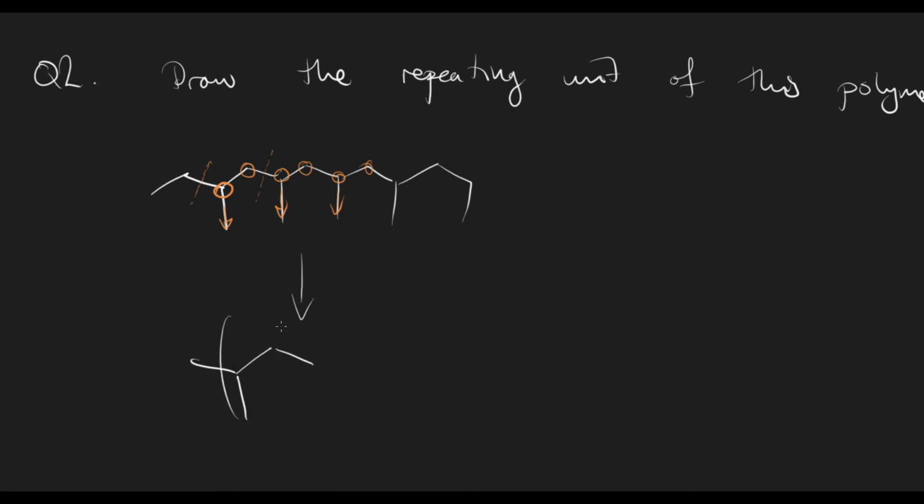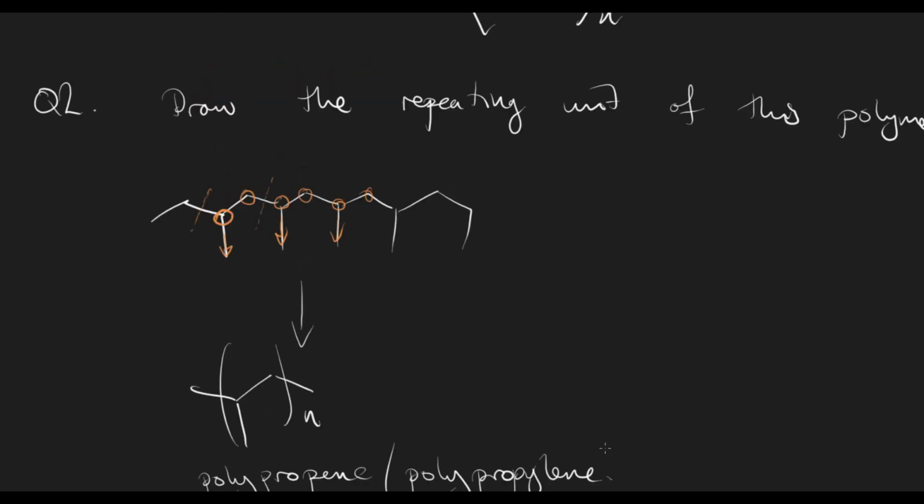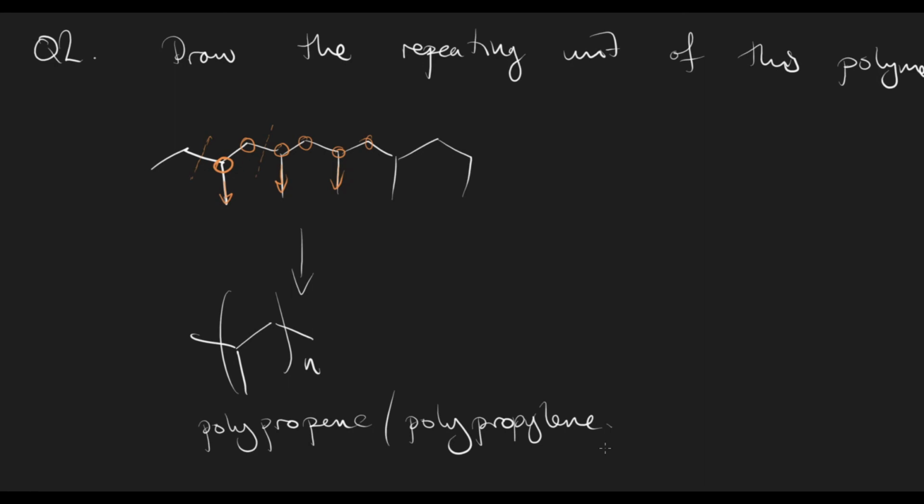I draw these two bonds, I put my brackets in, and then I put my N, and that's the repeating unit. And hopefully you recognize that this is, again, polypropene or polypropylene. So that's fairly straightforward. You just need to find where it repeats. You take that section, put brackets around the linking bonds, and then you put an N.